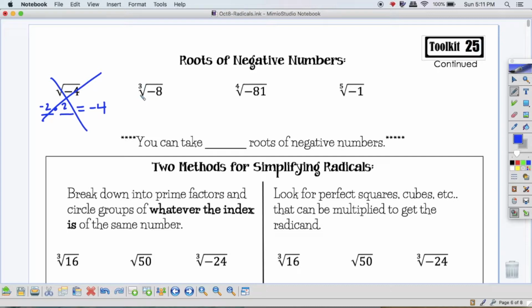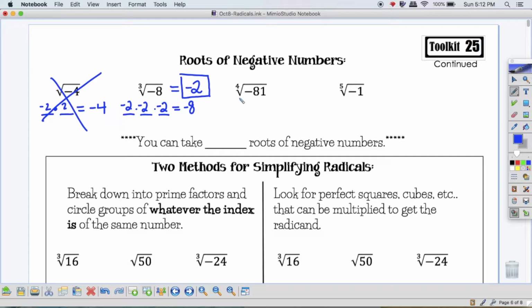Okay, cube root of negative 8. That means what can I multiply by itself 3 times to get negative 8? Let's see if this is possible. Okay, can anybody think of a number that I could multiply by itself 3 times to get negative 8? Is negative 2 times negative 2 times negative 2. This gives me positive 4. Positive 4 times negative 2 does give me negative 8. So it actually does work to take the cube root of a negative number.